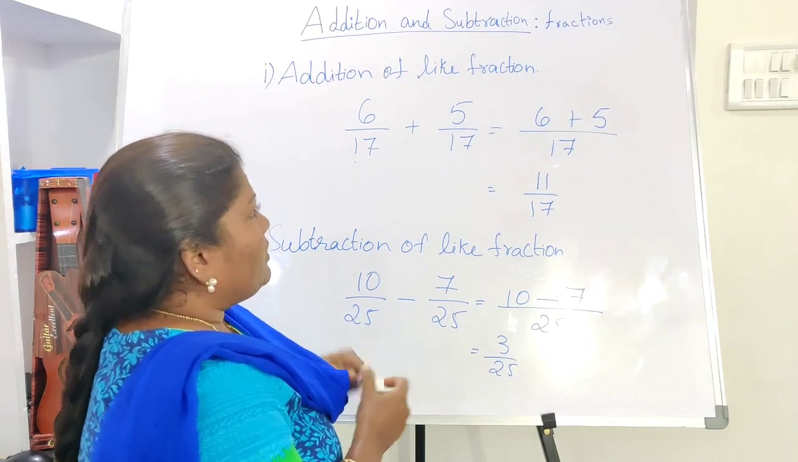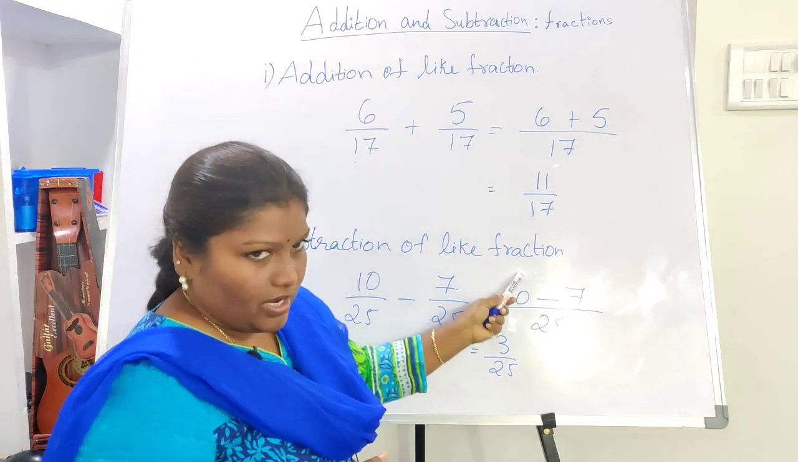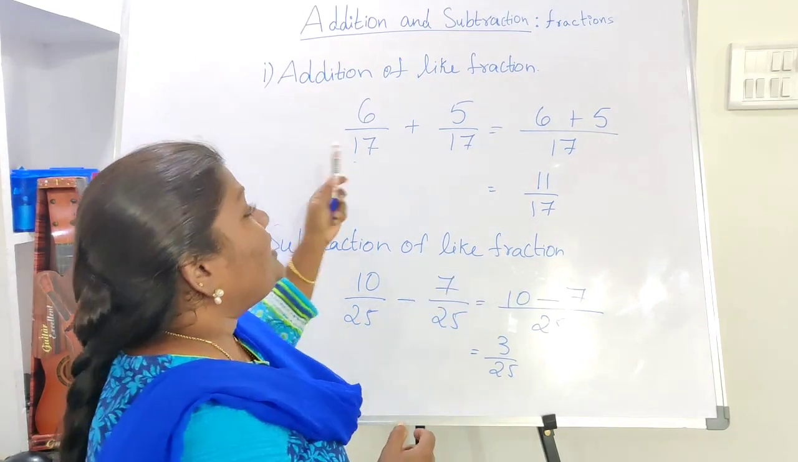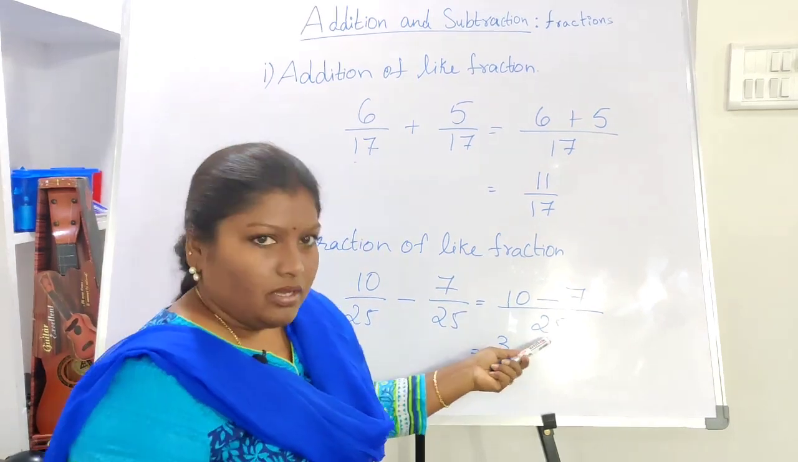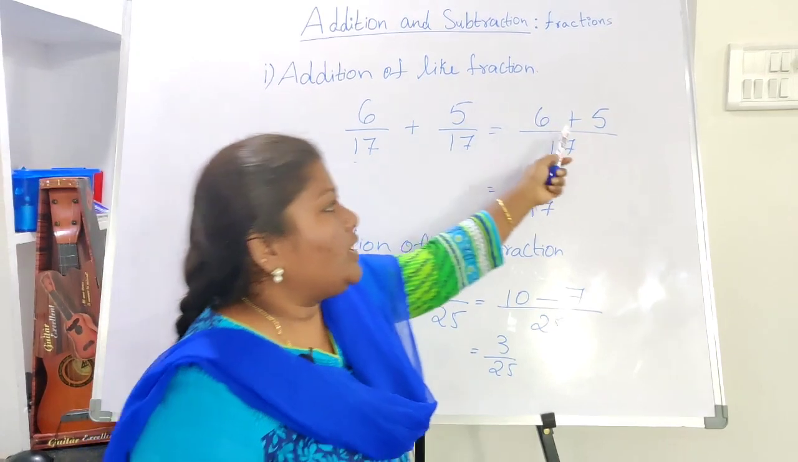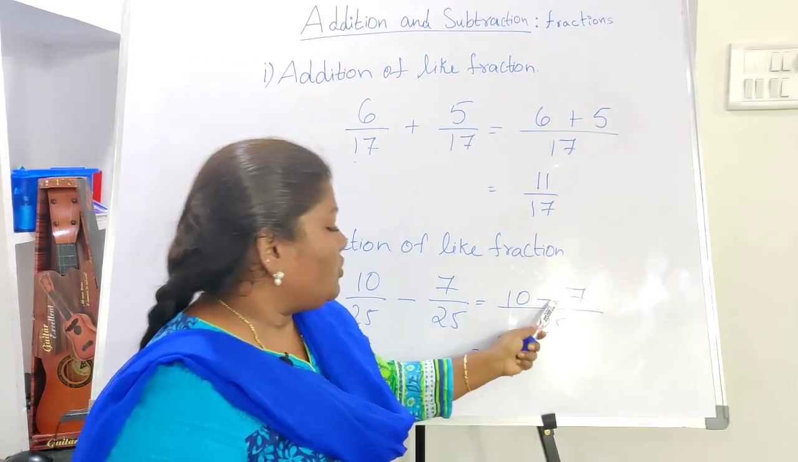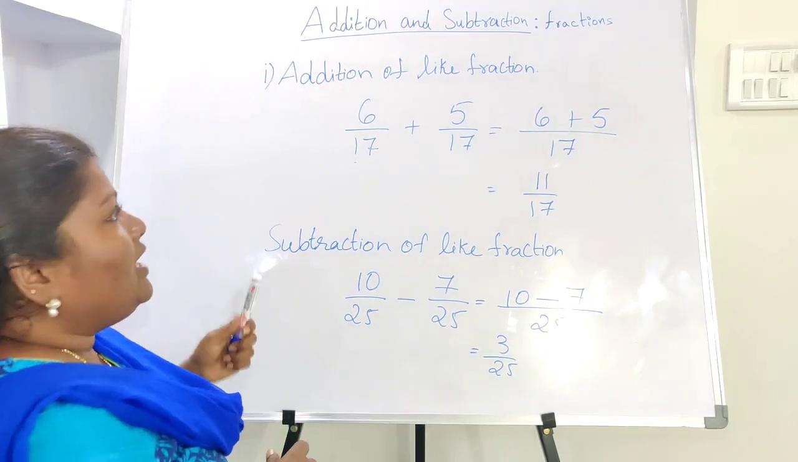So the addition or subtraction of like fraction is the same process. You just take down the common denominator. If it is addition, you do addition. If it is subtraction, you do subtraction. Now let's move on to the unlike fraction.